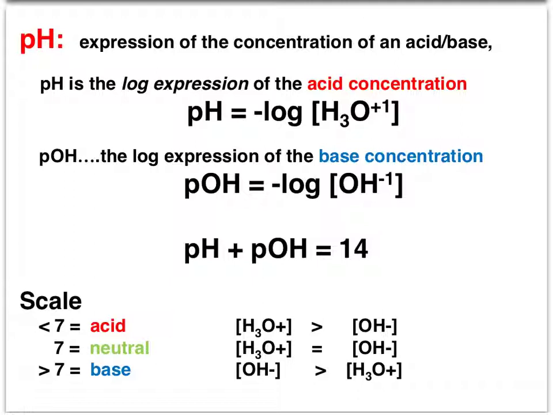On the pH scale, 7 is neutral. Those numbers lower than 7 belong to the acids, where the concentration of hydronium ions exceeds the concentration of hydroxide ions. However, substances with a pH of greater than 7 would be bases, and these substances have a concentration of hydroxide ions greater than the concentration of hydronium ions.